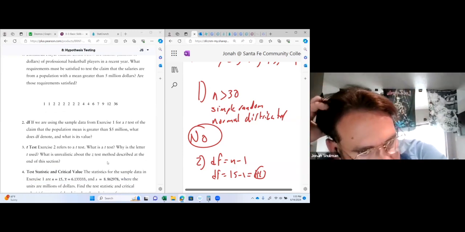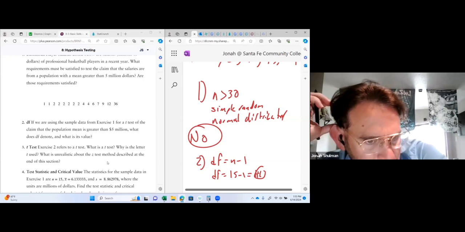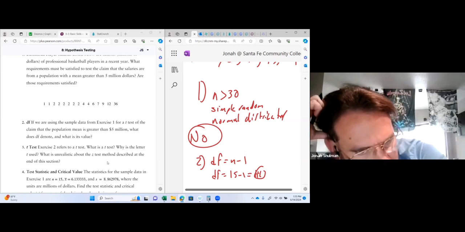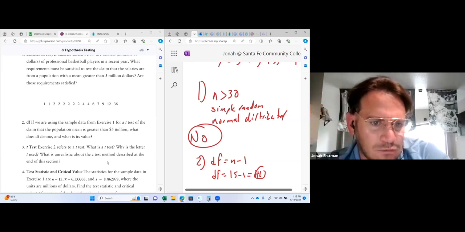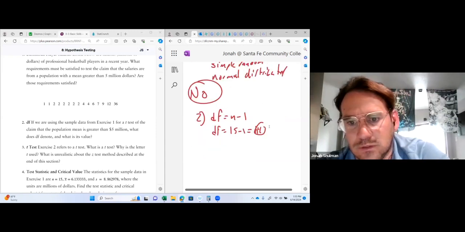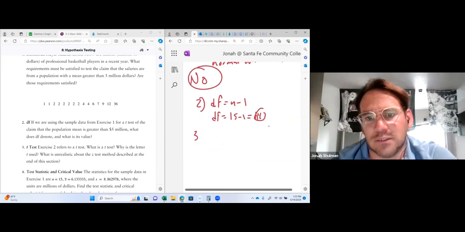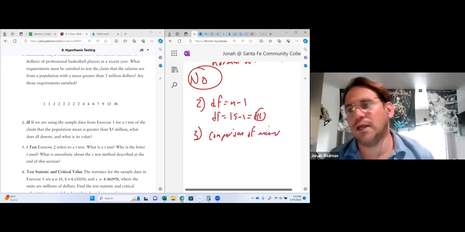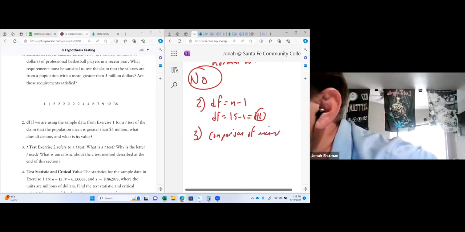Exercise 2 refers to a t-test. Okay, what is a t-test? Why is the letter T used? What is unrealistic about the Z method described at the end of this section? Okay, so what is a t-test? It's a comparison of means. Why is the letter T used? I don't know, forgetful.